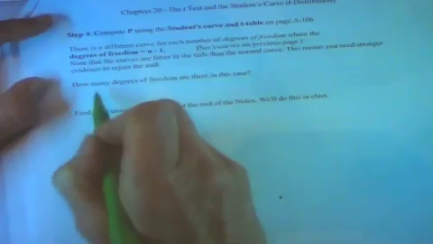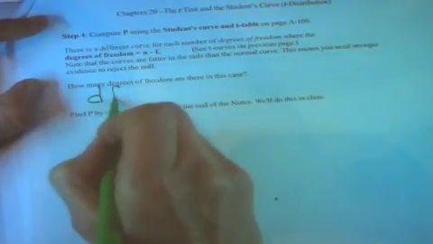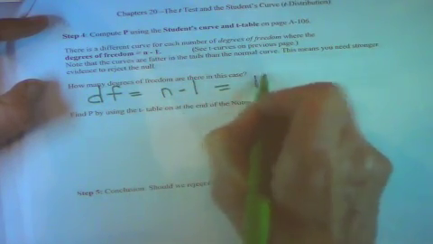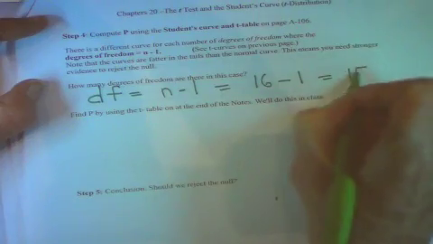So what does that even mean? The degrees of freedom is equal to the sample size minus 1. So in this case, it's 16 minus 1, which is 15.